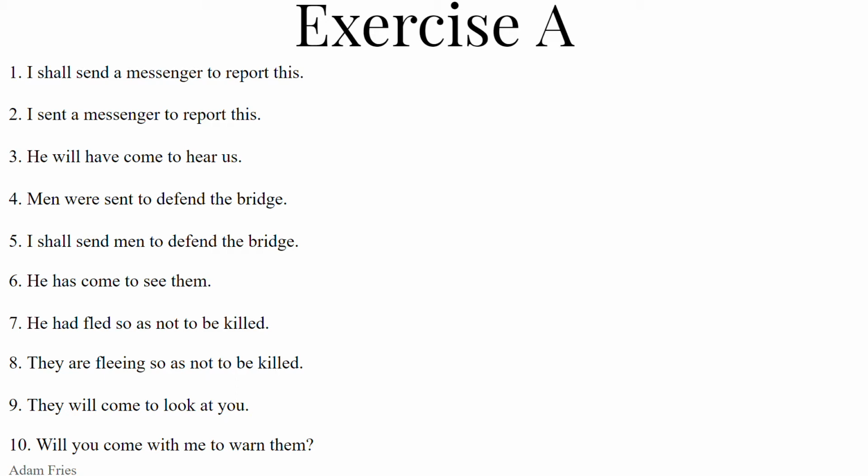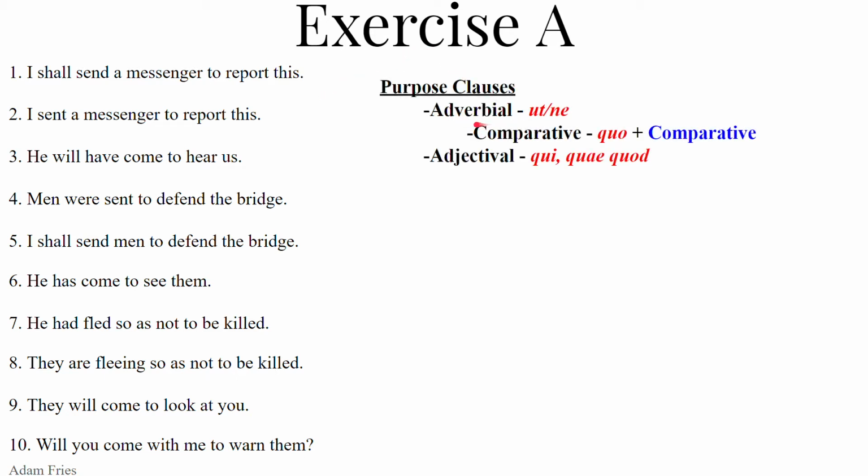The kinds of purpose clauses that we have been introduced to so far are the adverbial kind, adverbial purpose clauses, answering the question of why. Why did a verbal action happen? Introduced by ut or ne. If the dependent subjunctive clause contains a comparative, then instead of ut or ne, the clause will be introduced by quo. There's also the adjectival flavor of purpose clauses, introduced by the relative pronoun qui, quae, quod, and for that reason they are often called relative purpose clauses.